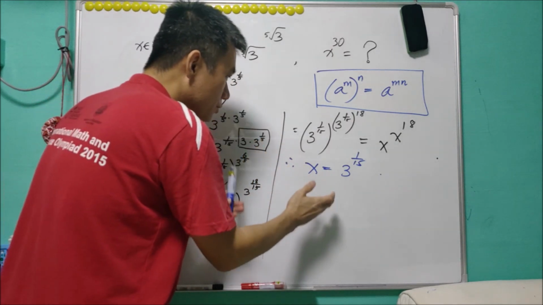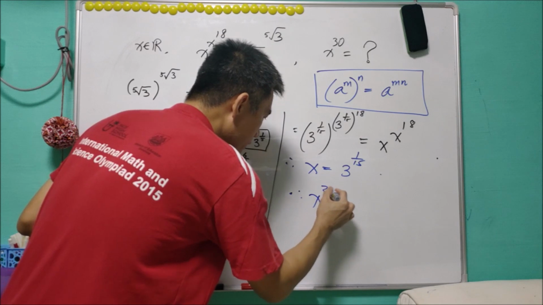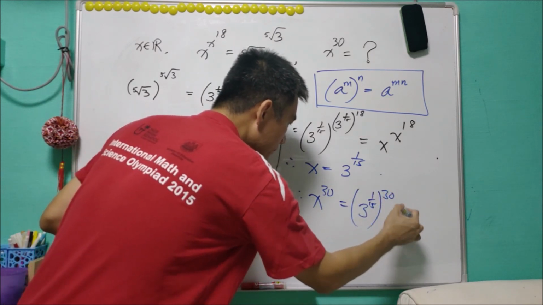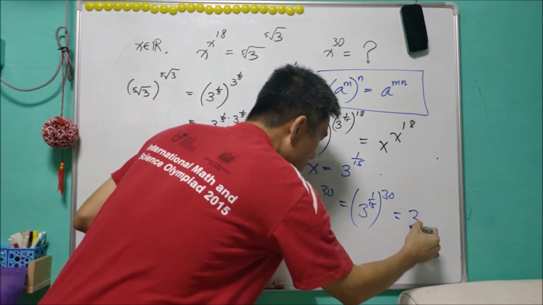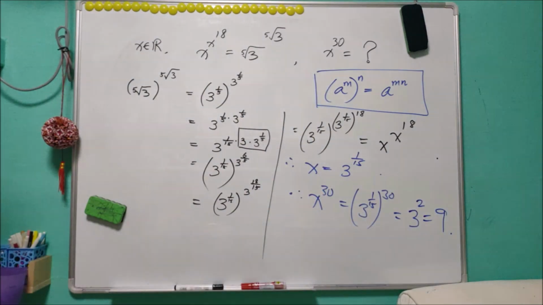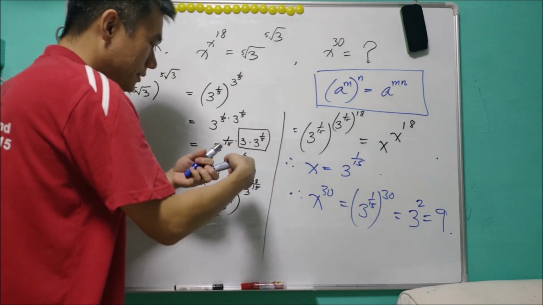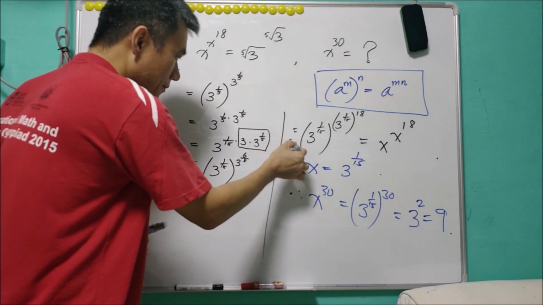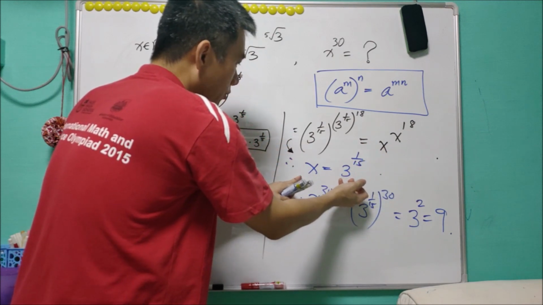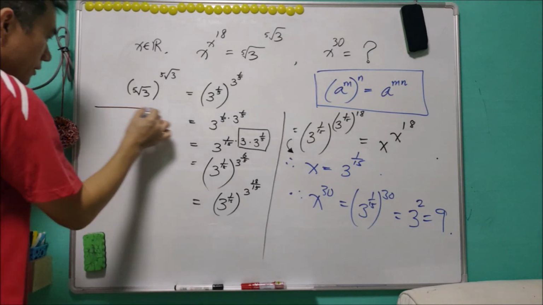If x equals 3 to the power of 1 over 15, therefore x to the power of 30 will equal 3 to the power of 1 over 15, to the power of 30. And use this property again. This is 3 squared, and therefore it's 9. Okay, so far everything is okay except for this step. Can we say that if this is true, then x equals 3 to the power of 1 over 15? Now, we have to show it here.